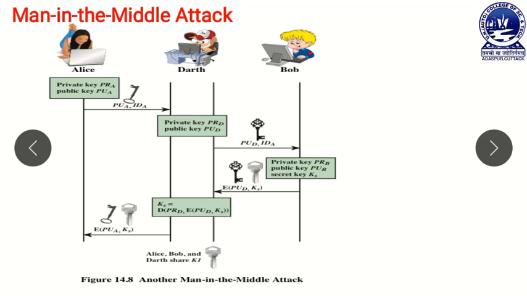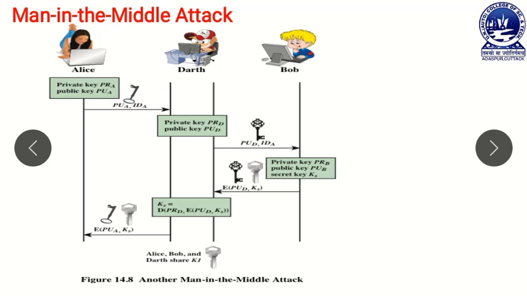Now look at this figure. In this figure, Alice is the sender and Bob is the receiver, and Darth is the third party, the attacker. Suppose Alice wants to communicate with Bob. That means Alice and Bob share the key for the communication. First, Alice generates its key pair. That means Alice generates its private key, PRA, and the public key PUA. After generating the key pair, Alice sends its public key and identity to the receiver B.